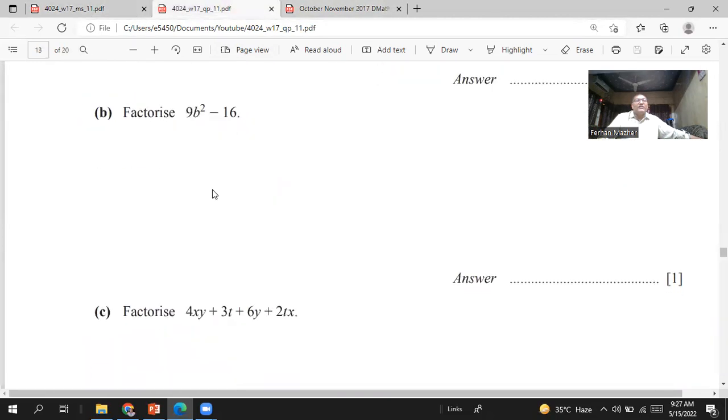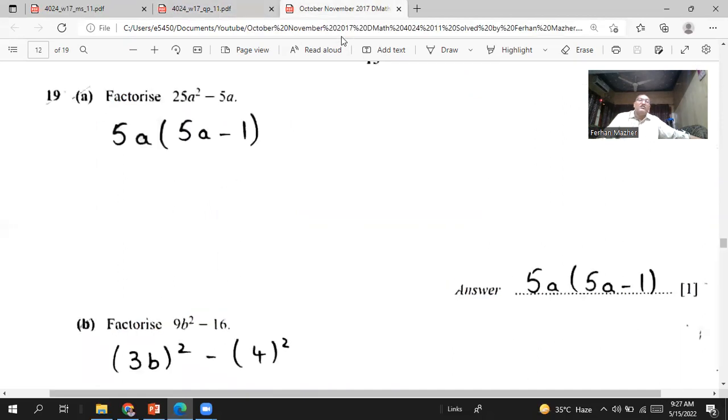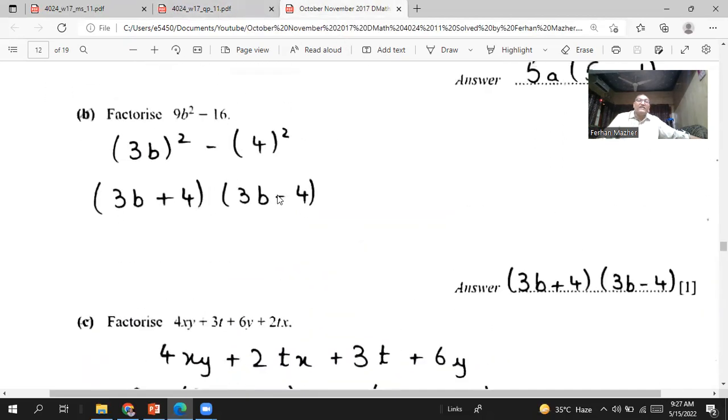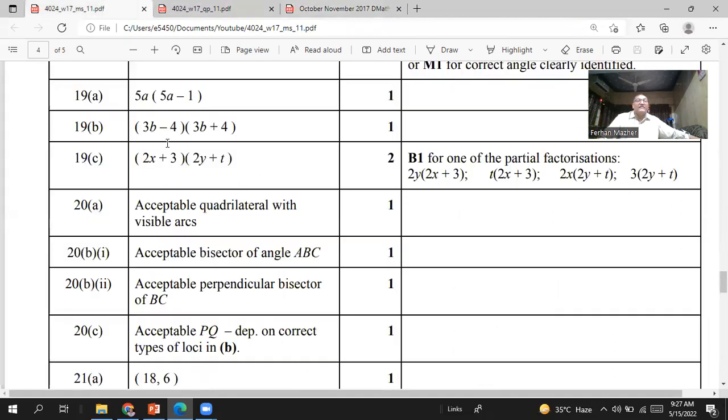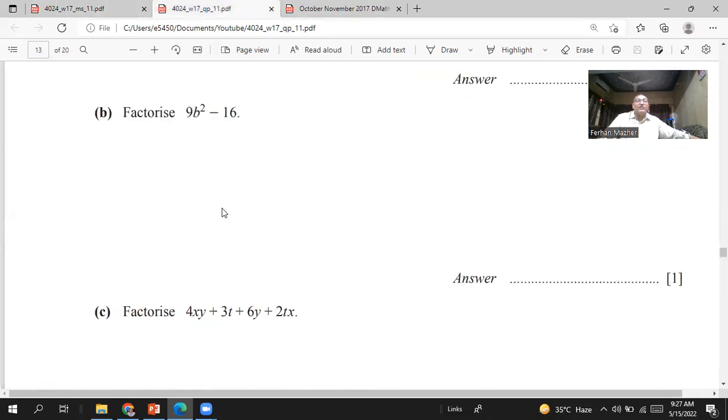Okay. So the next part is 9b squared minus 16. These are two perfect squares with a negative between them. So this will be (3b) squared minus 4 squared. The difference of two perfect squares: a squared minus b squared is equal to (a plus b)(a minus b). So you will have (3b plus 4)(3b minus 4), and this is our answer. I hope you understand: 3b minus 4, 3b plus 4.